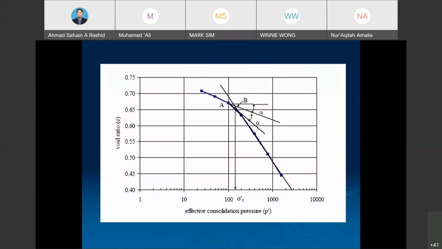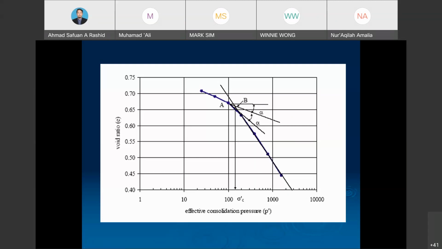It's very important, because if the sigma C over sigma naught is less than 1, we can consider it as normally consolidated. Or if the sigma C is equal to the sigma naught, the existing overburden pressure, we consider it as normally consolidated as well. However, if the sigma C is greater than the sigma naught, we consider it over consolidated.